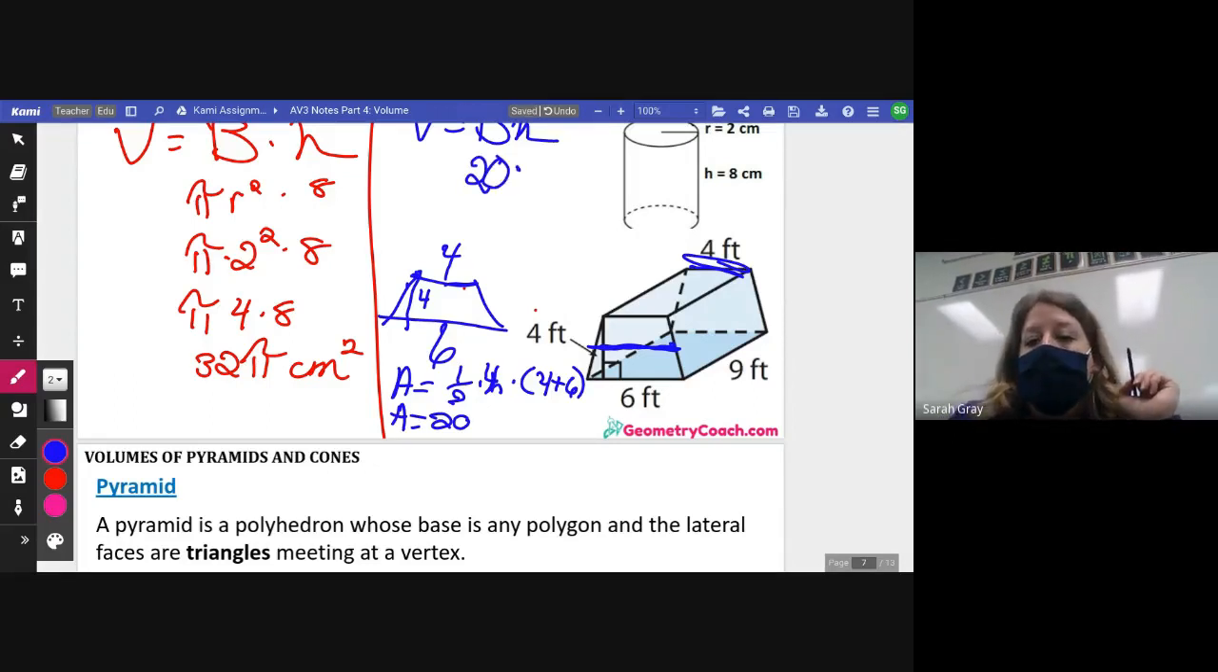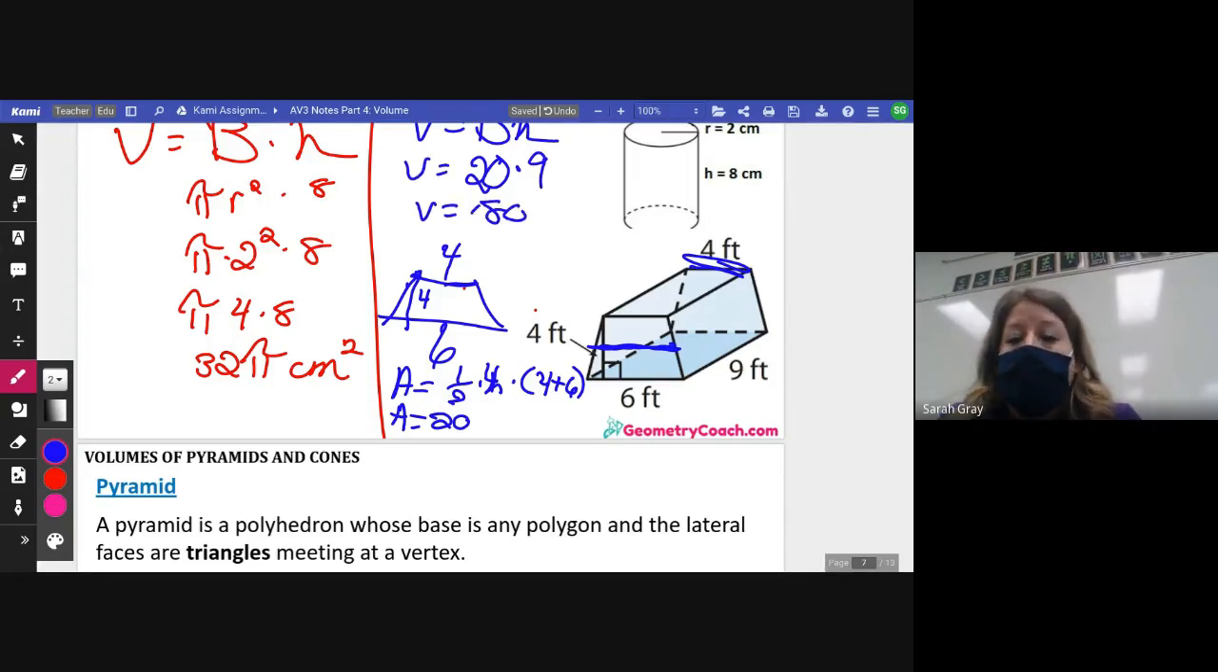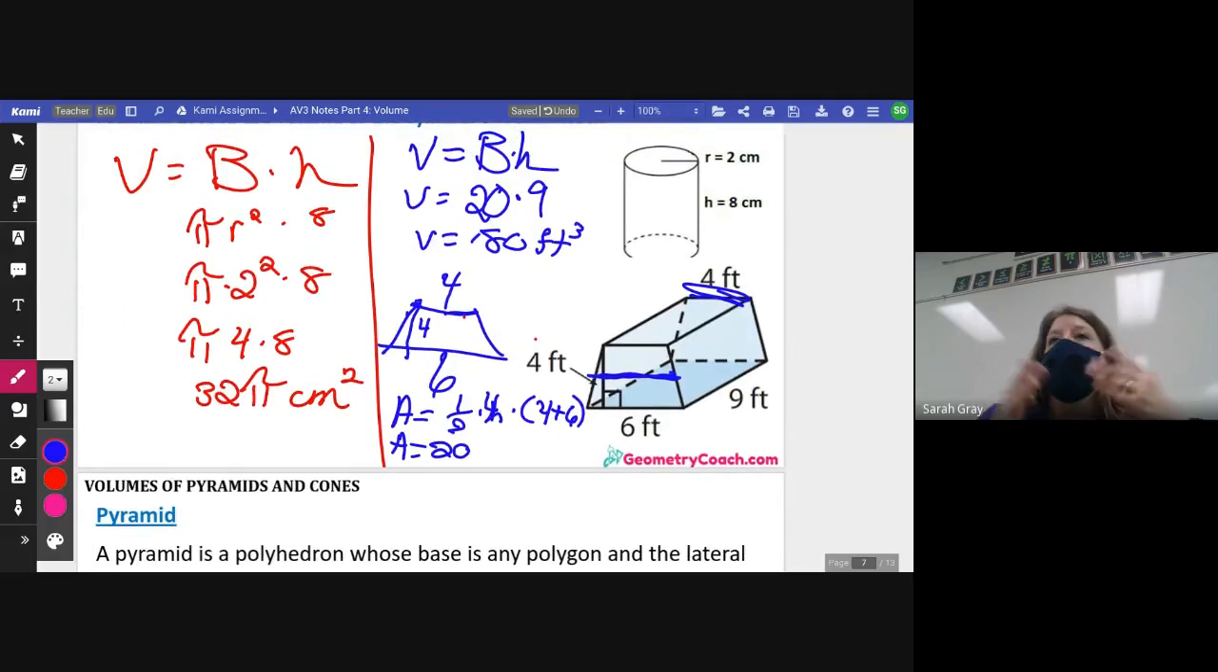Okay, so I'm going to take that area of the base, times it by the height of the prism, which in this case is 9. That trapezoid slides up 9 feet. So the volume for this shape is 180 cubic feet. I wanted to do an unusual one so you can see that the area of the base times the height formula will work. The area of the base is often the hardest part to find.